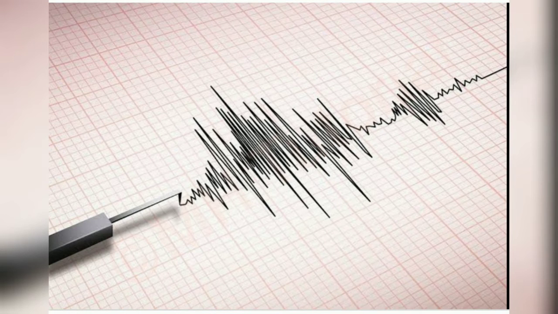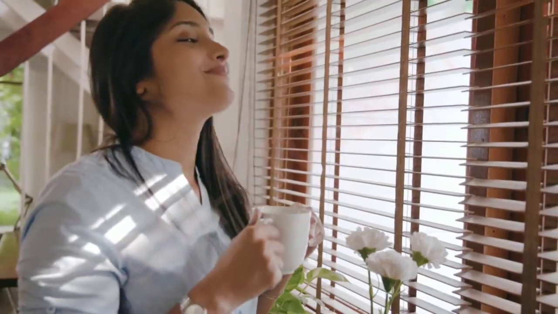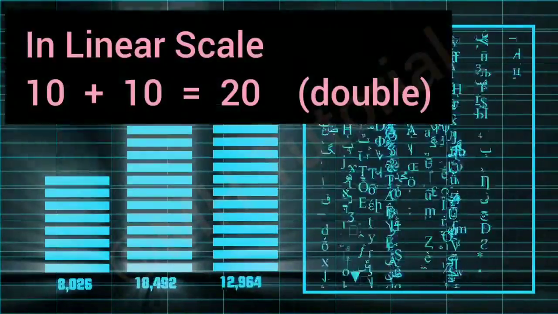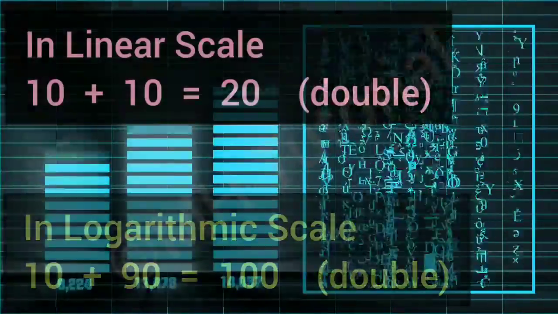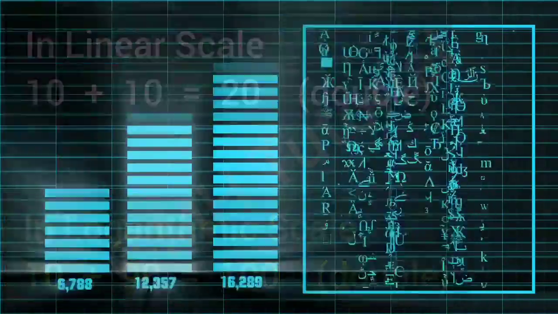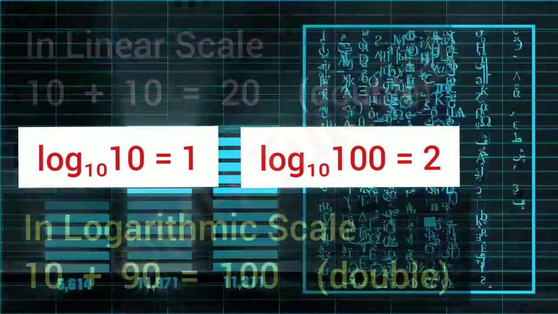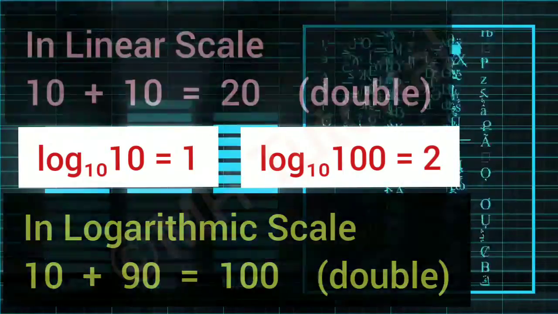Common logarithm is directly related to our perception. Because our brain assesses physical quantities such as intensity of sound, brightness, smell, etc. in common logarithmic order, not in linear scale. In linear scale, a 10 added to another 10 doubles its value. But in logarithmic scale, if you want to double the value of 10, you must add another 90 to it. Because log 10 equals 1. And log 100 equals 2. What do we mean by this?